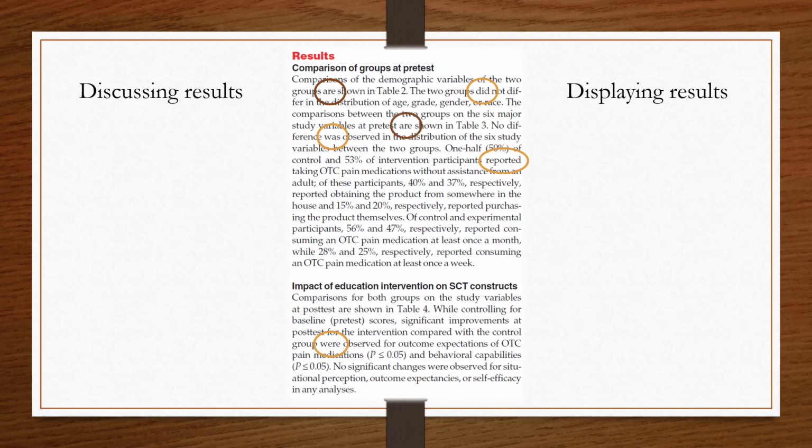Here again, Table 3, so the variables at the pretest are shown. Or down here in Table 4, the post-test are shown. So displaying the results, we're talking about what's happening in the paper, that's in present tense. Whereas discussing the results from the methodology, what happened in the study, that's in past tense. So we're going to be mixing back and forth between past and present tense depending on whether we're reporting what happened or talking about what we're doing right now in the paper.